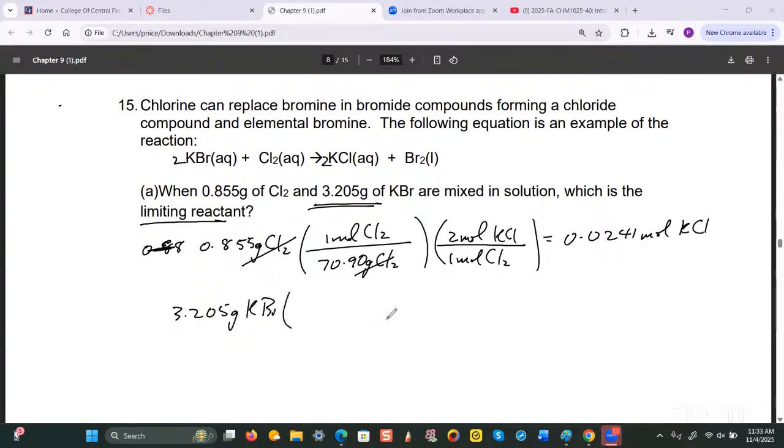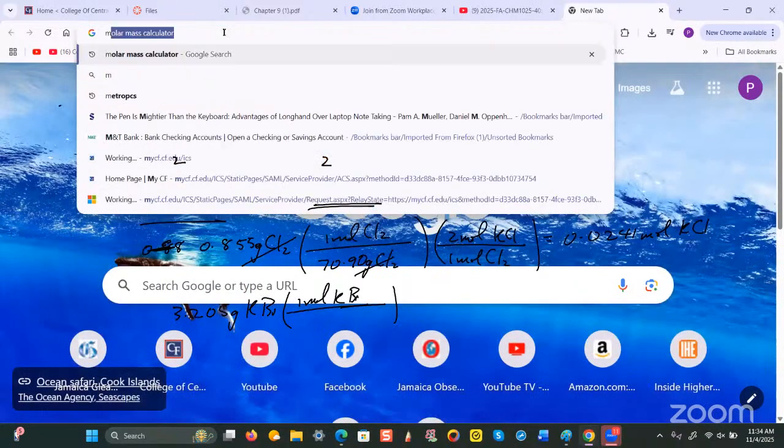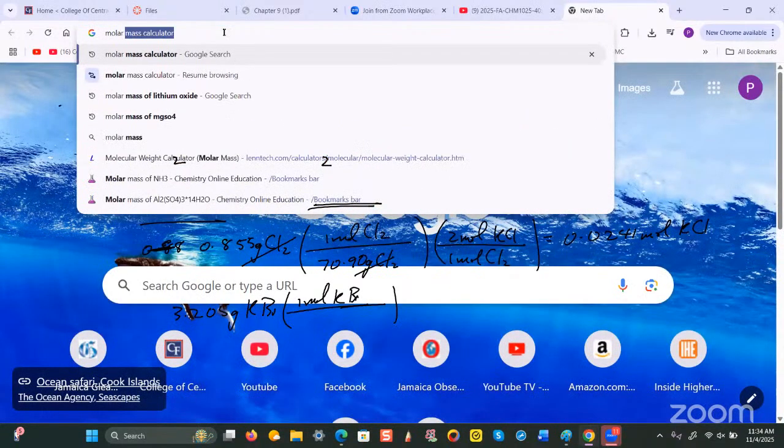Again, we have to convert that to moles. You're going to have 1 mole of KBr, and down here, the molar mass. Now, I'm feeling lazy, so I'm just going to use my trusty molar mass calculator, which unfortunately you guys won't have access to in your tests.